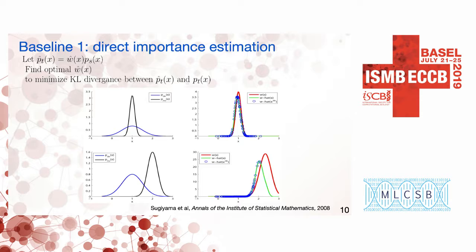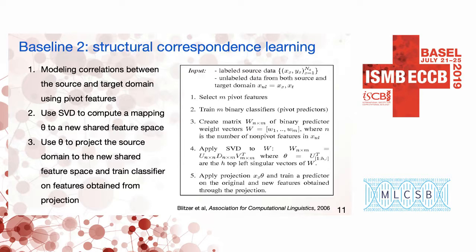We have 2 traditional domain adaptation methods as baselines to compare. The idea of direct importance estimation is very simple. It tries to find a weighted target feature distribution to be as close as possible to the source feature distribution in terms of maximizing the KL divergence. The second baseline is to learn a structural correspondence between the 2 domains and project them into a shared feature space. Then the training and testing of the model can be performed in that shared space.